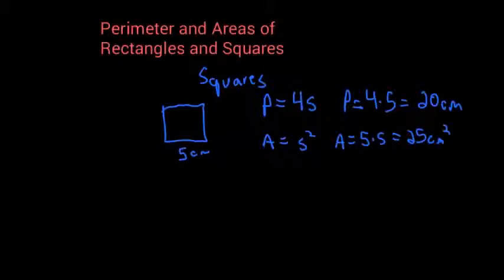So if you need to find the perimeter of a square, you just take the side and multiply it by 4. If you need to find the area, you just take one side and multiply it times itself.